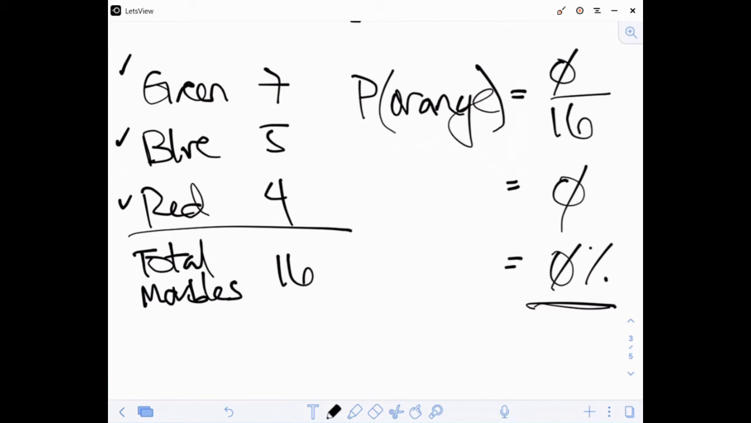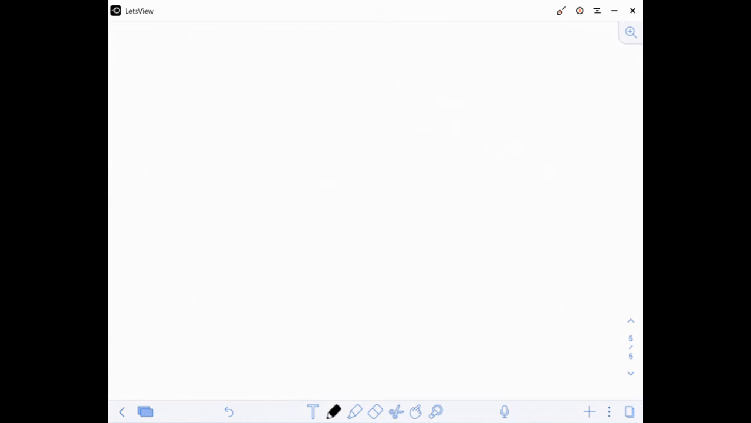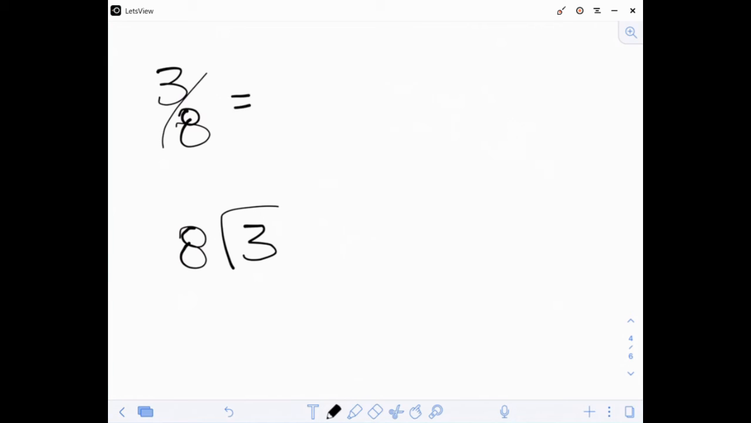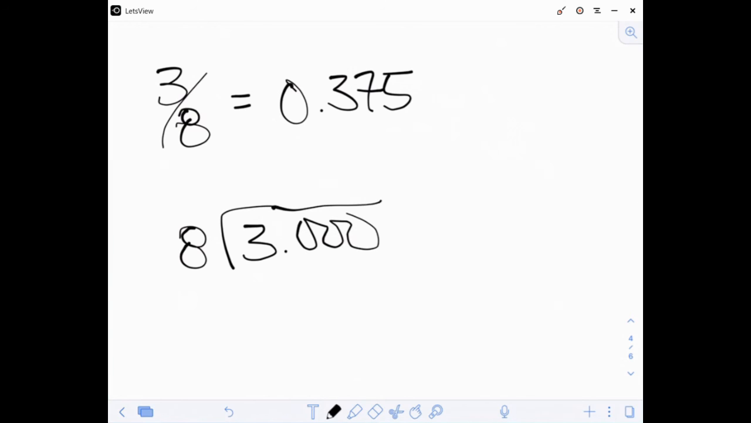All right, the final question. Convert this fraction into a decimal, 3/8. Well, 3/8 can be converted into a decimal. You could write 3 divided by 8, and you could do the division. But if you remember on our memorized chart, 3/8 was equal to 0.375. Okay? If you wanted to do the long division, we know that 8 goes into 30 3 times.